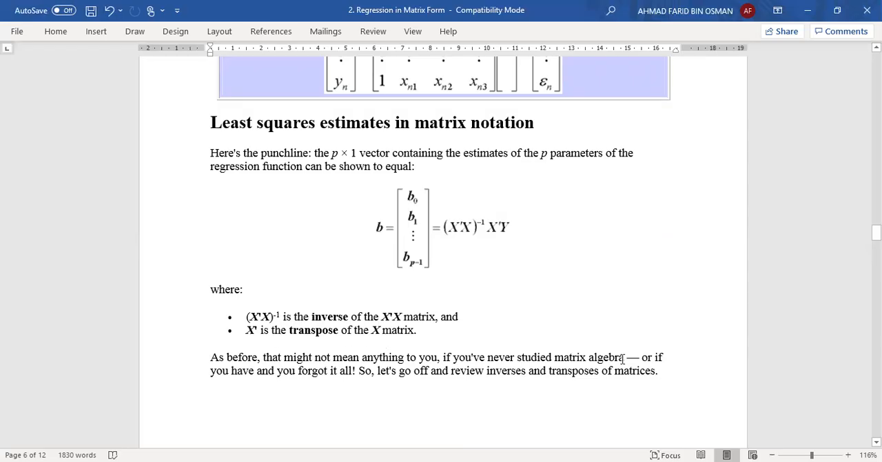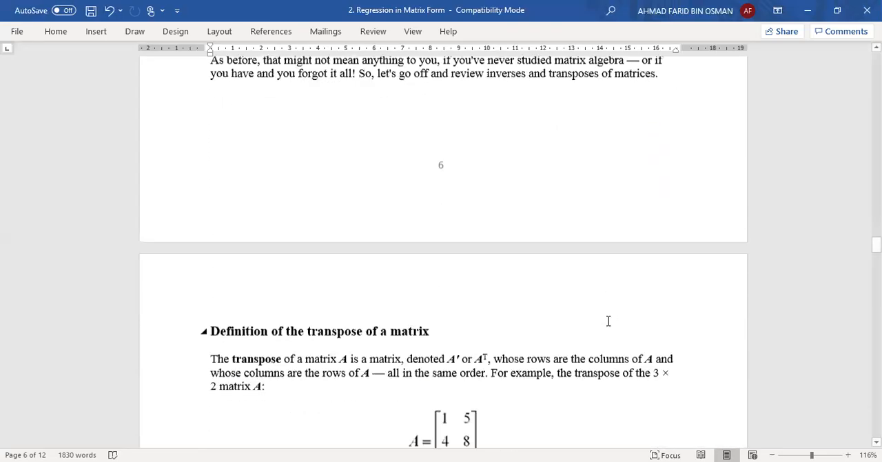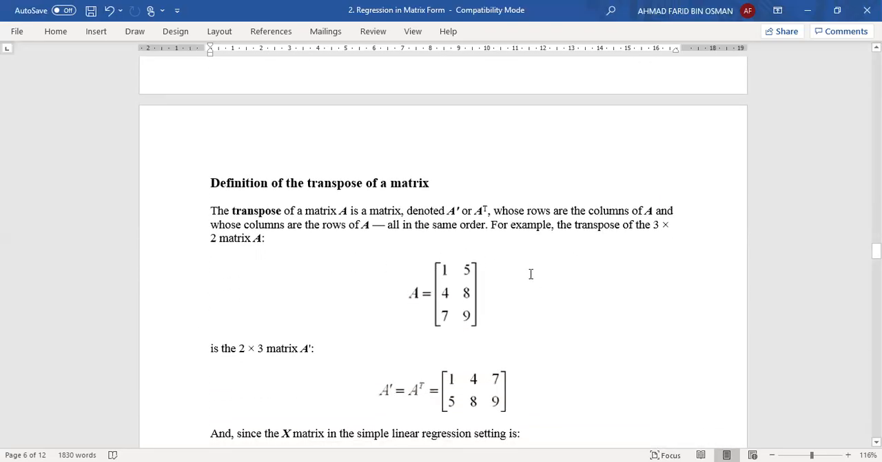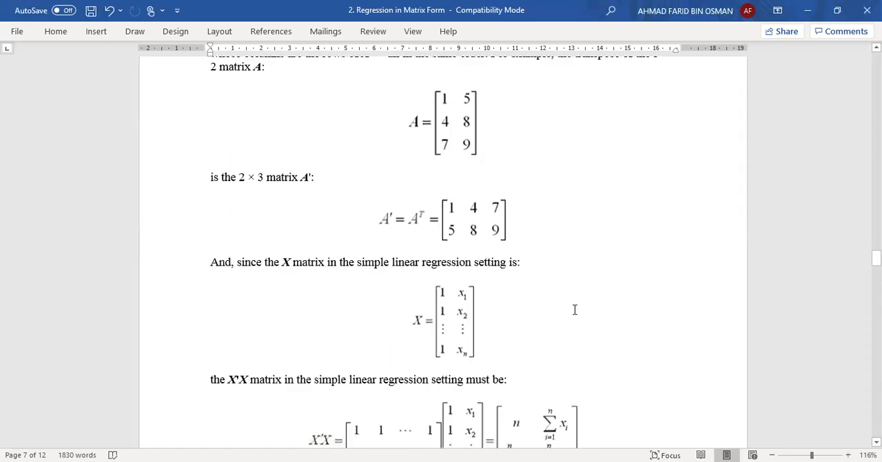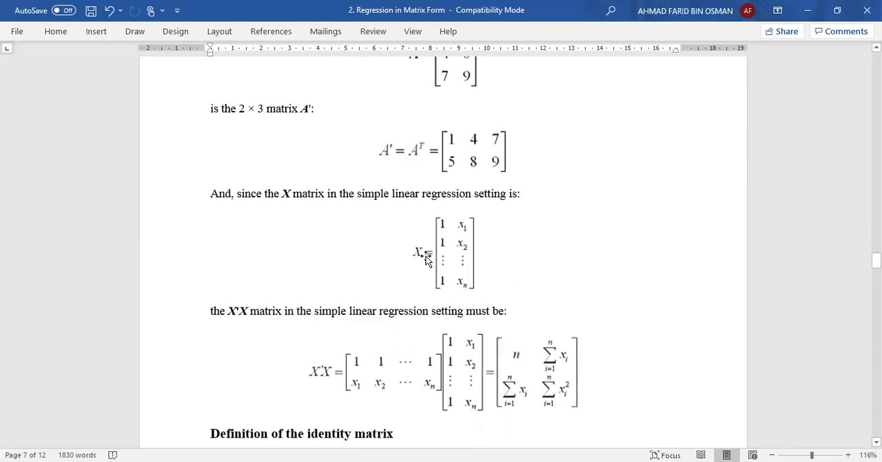So again, please refresh your knowledge. Go back and review the inverse and transpose of a matrix. As I explained here, this is the transpose example. For the matrix transpose, you just change columns to rows and rows to columns. For matrix A, the transpose of A is such that the first column becomes the first row, and the second column becomes the second row. This is another example: if you have the X matrix, then this is X transpose.